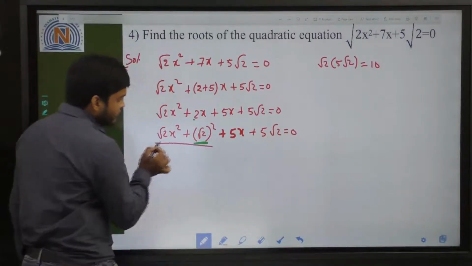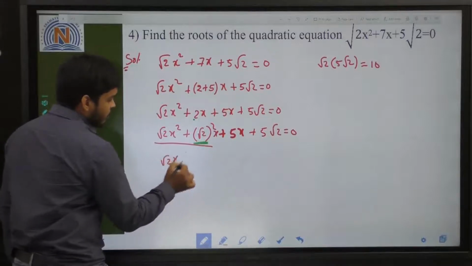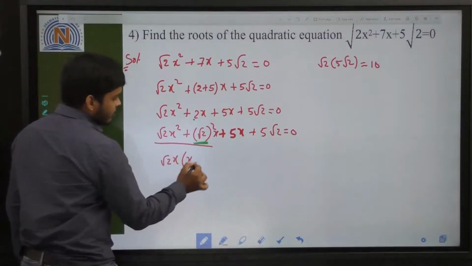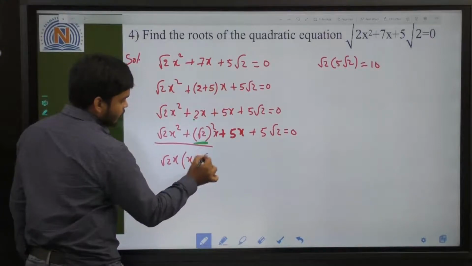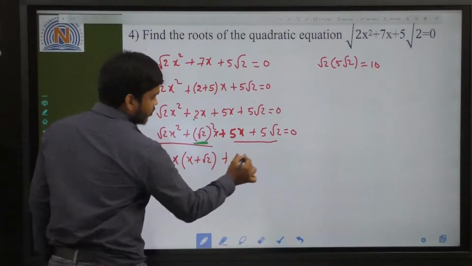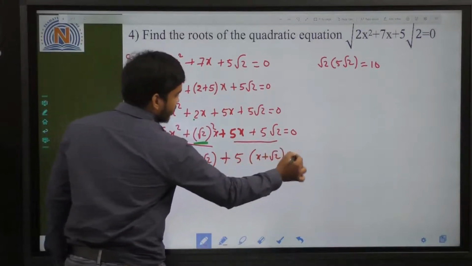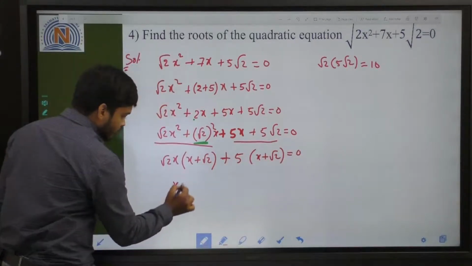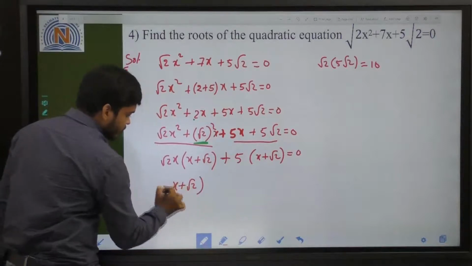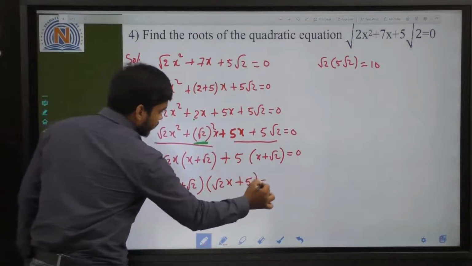In these two terms, take root 2 x as common, then what is remaining? x, and here root 2 is remaining. Here in these two terms I'm taking 5 as common, then x plus root 2 is equal to 0. Take x plus root 2 as common, then what is remaining? Root 2 x plus 5 equals to 0.